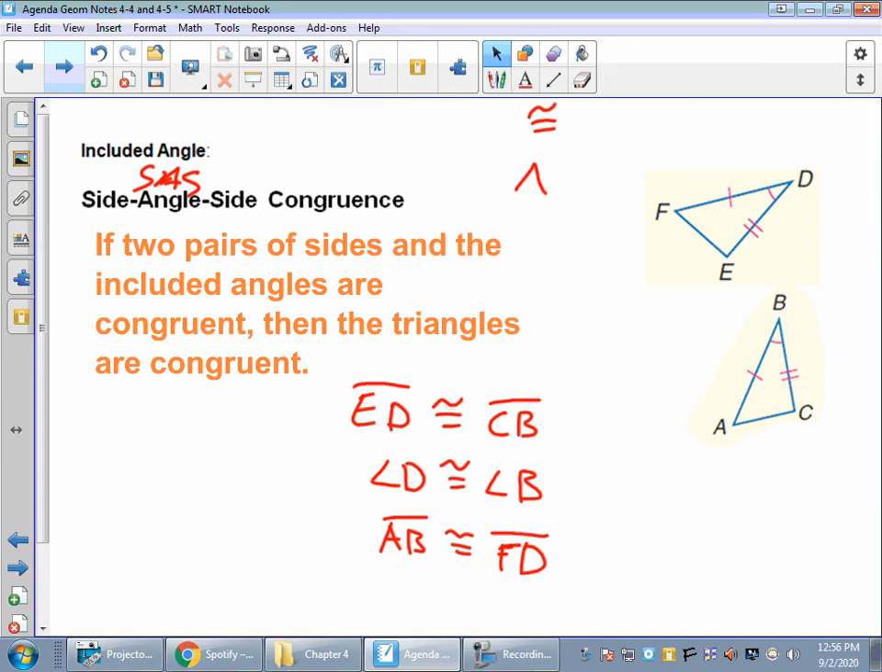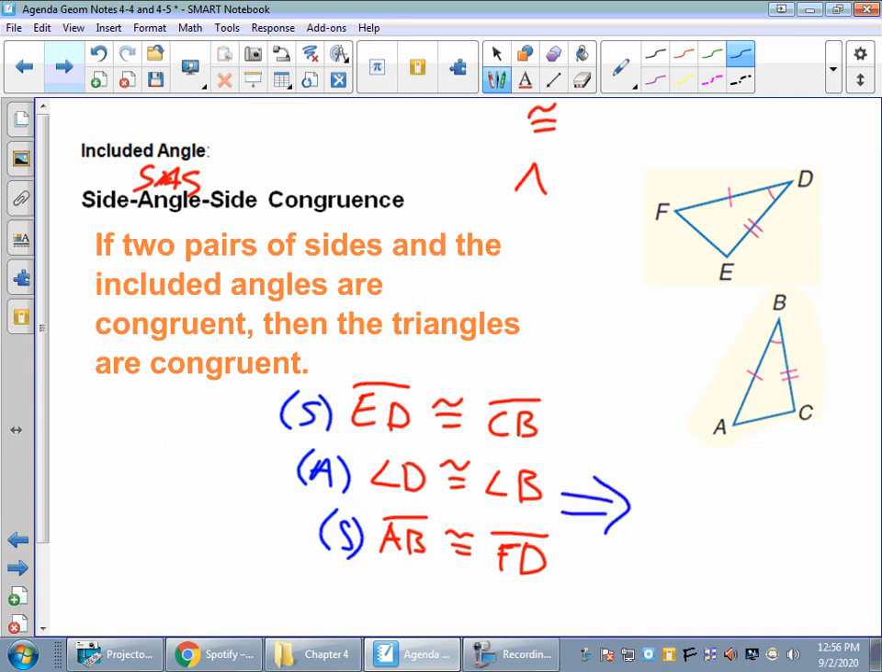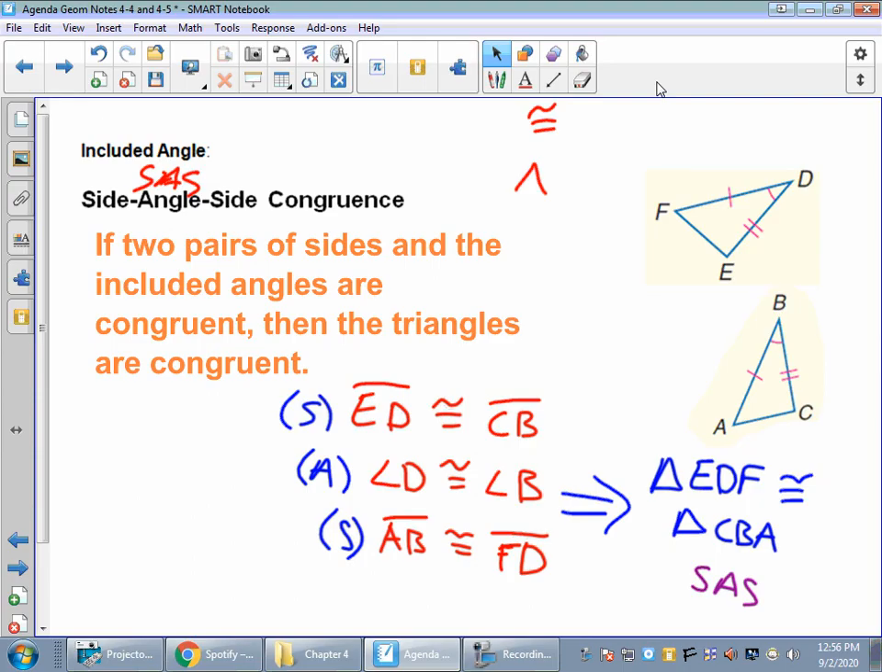So if you look at these, you've got a side, an angle, and a side, which is SAS. According to this, we could write our congruence statement: triangle EDF is congruent to triangle CBA. And the reason here would be side, angle, side. Okay? So that's two of them.